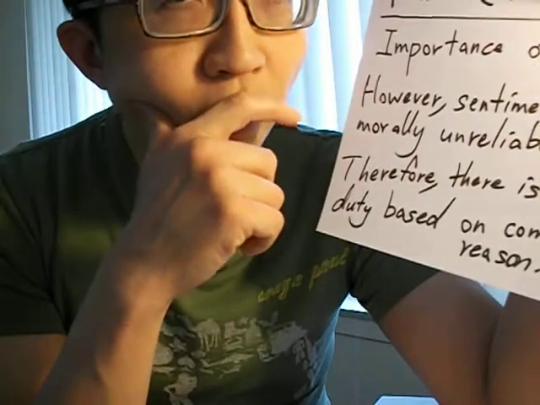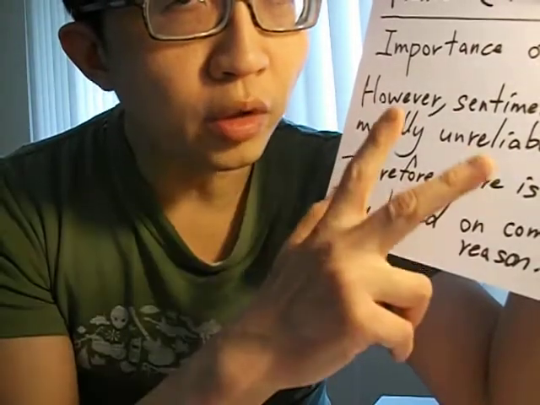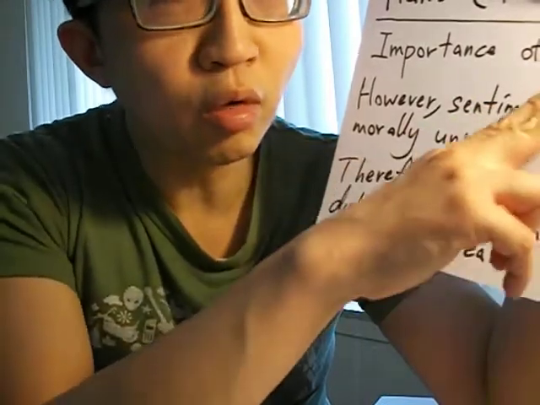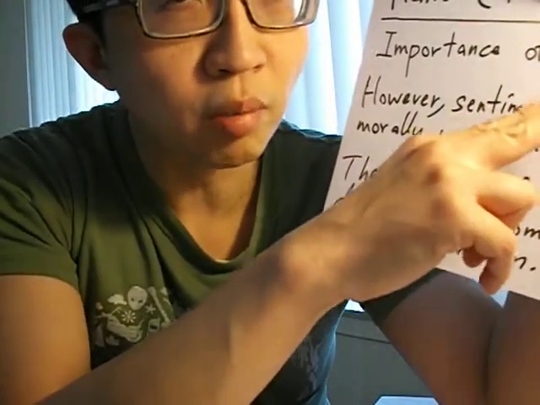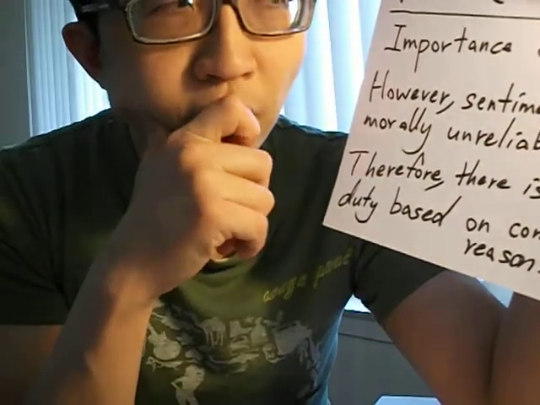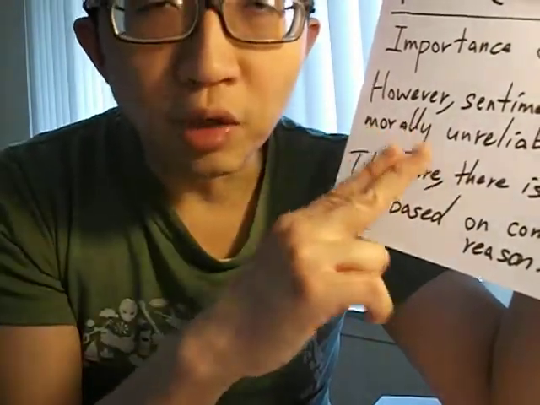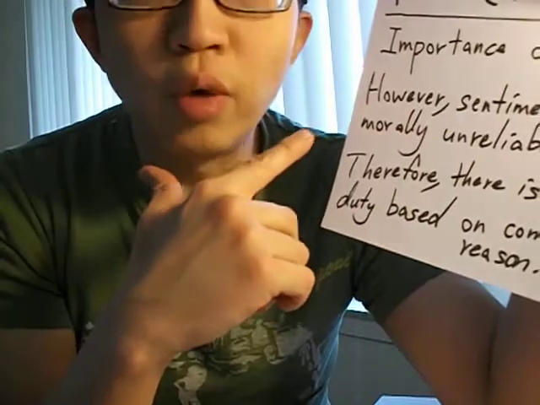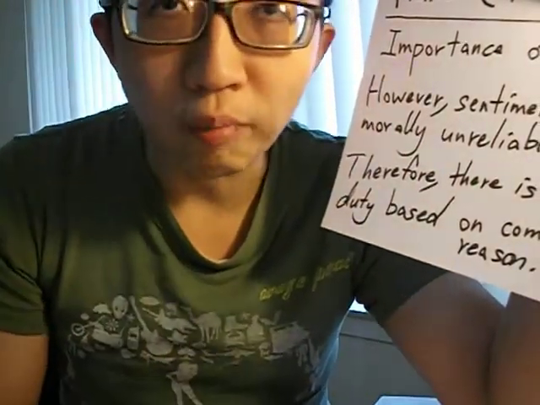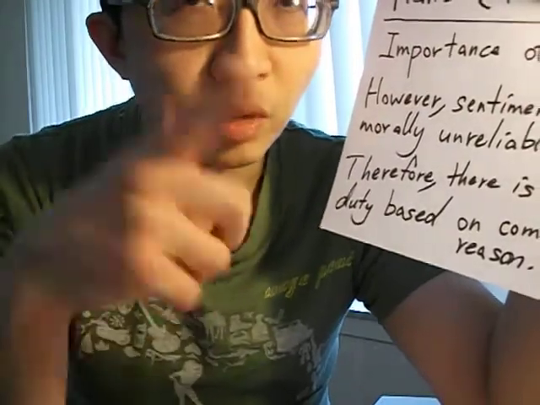However, this is a little bit misleading, because by saying that goodwill is important, he's not saying that feelings are important. In fact, he believes that feelings or sentiments are actually very unreliable. So in this sense, he's actually very much disagreeing with Hume. Why are they unreliable? Now think about this.